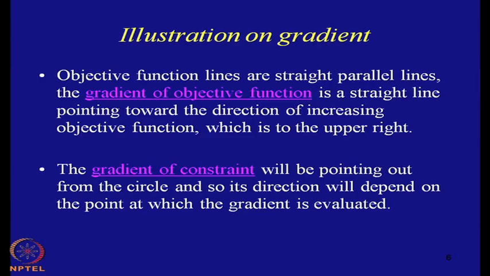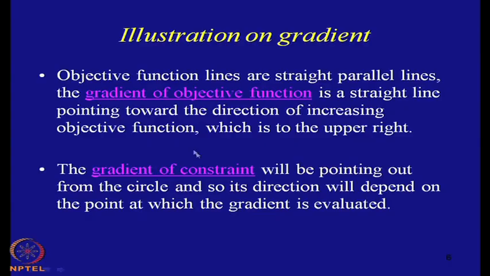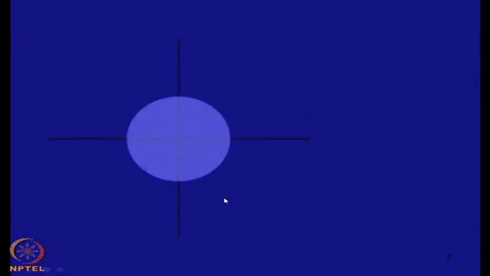We will see that there is a relation between the gradient of the objective function and the gradient of the constraint at the optimal point. For defining that, let us go back to the problem again and let us try to explain the problem once more with this given graph.